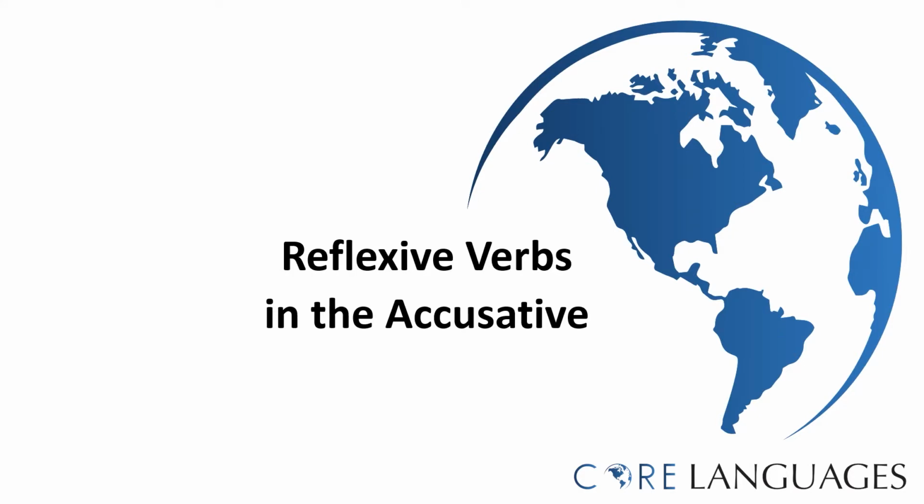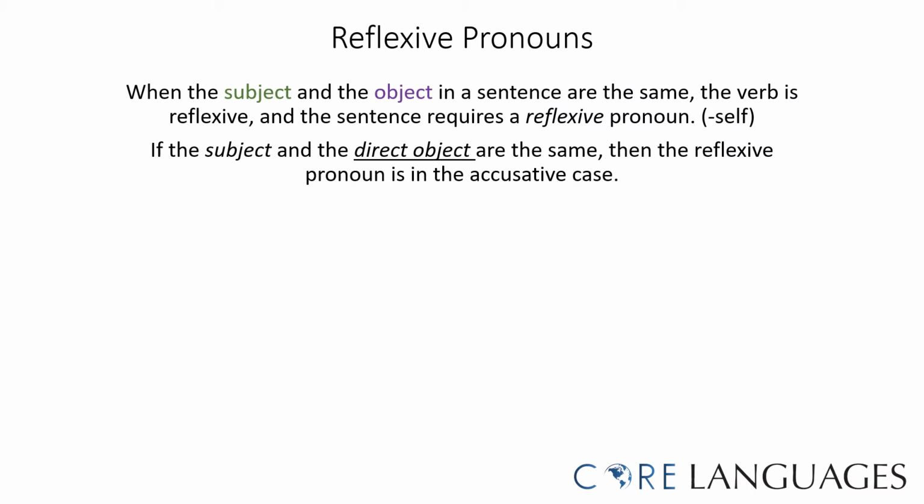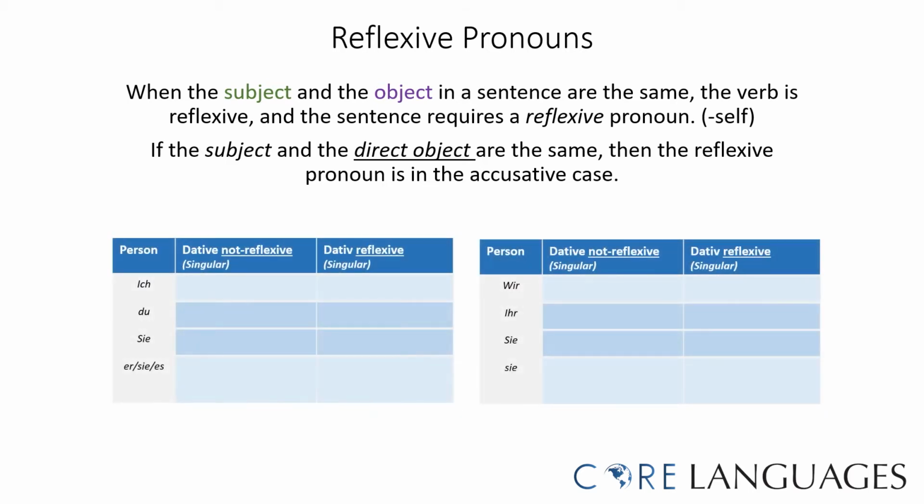Reflexive verbs in the accusative case. When the subject and the object in a sentence are the same, the verb is reflexive and the sentence requires a reflexive pronoun. In English, we would say myself or yourself. There are direct objects and indirect objects, and if the subject and the direct object are the same, then the reflexive pronoun in the sentence is in the accusative case. Remember that there are also accusative pronouns for when the direct object is not the same as the subject.